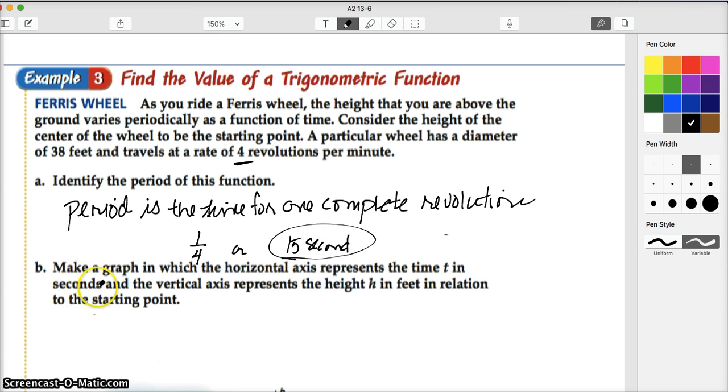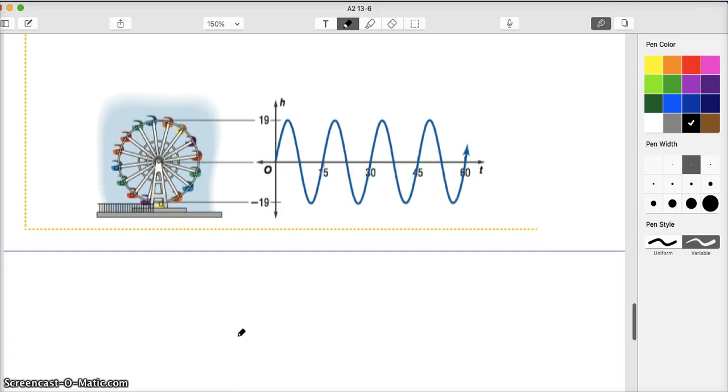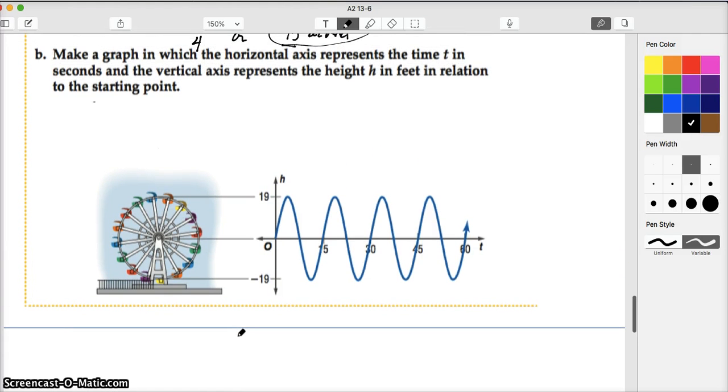This next question will help us visualize it the way I talked about the period in the last video, when we kind of chunked a piece of the picture. We're going to make a graph in which the horizontal axis is the time t in seconds, and the vertical axis represents the height in feet in relation to the starting point. For the sake of time, I'm going to show you this graph so you have an idea of what's happening, as opposed to us figuring it out right now.